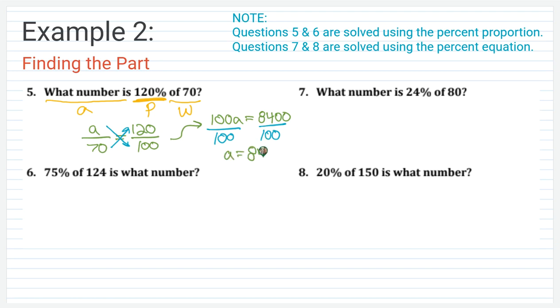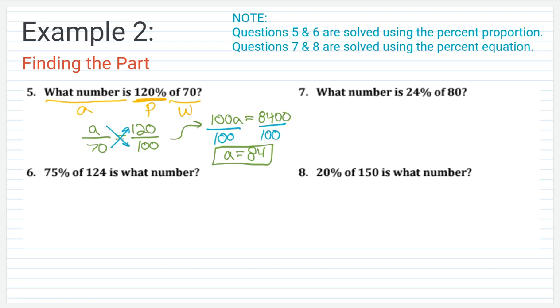Now, one thing we do want to make sure is that our answers seem reasonable. If we're looking at a number that is 120% of 70, 120% is greater than 100%. So 100% of 70 would be 70. So my answer, if you're looking for 120% of 70, should be greater than 70. So this answer does seem reasonable for what we're working with here. That's just a quick thing to note. Always check to make sure that your answer seems reasonable for what we're working with.